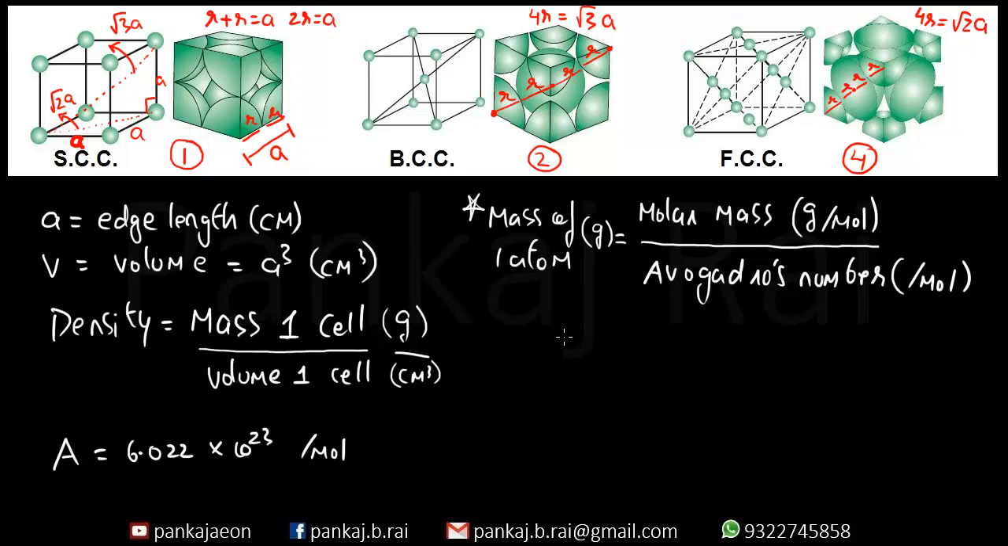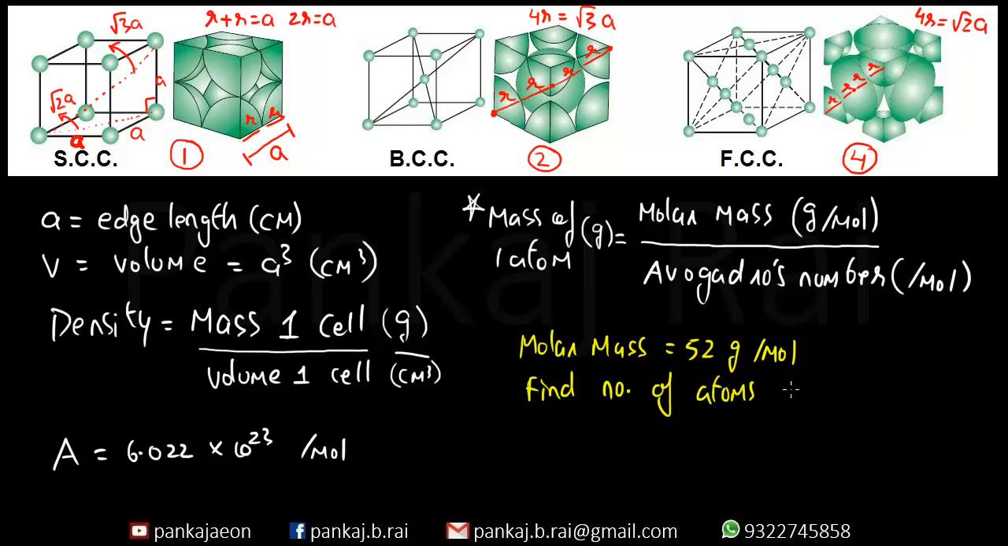Okay, so how to do that? Let me take an example. Let's say you have been given the molar mass of some element as 52 gram per mole. So obviously in 52 grams of that element there will be Avogadro's number of atoms, that is 6.022 into 10 raised to 23 atoms. Now suppose the question is to find the number of atoms in 26 grams of that element.